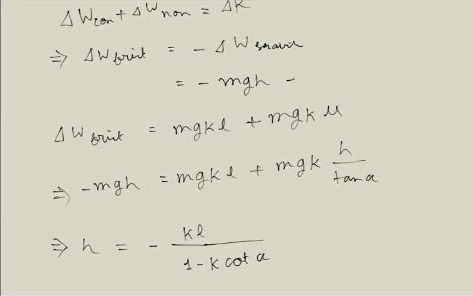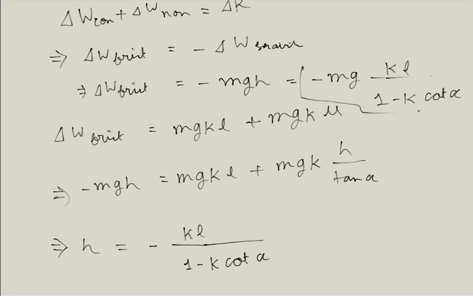So now it becomes pretty much simple. The work done by frictional force will become minus of mgh, which from here is minus mgkl divided by 1 minus k cot alpha. This is the final expression for work done by frictional force.